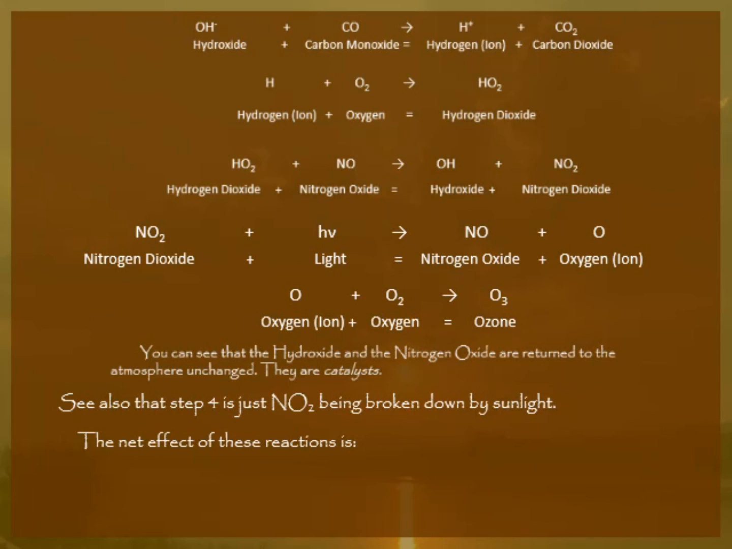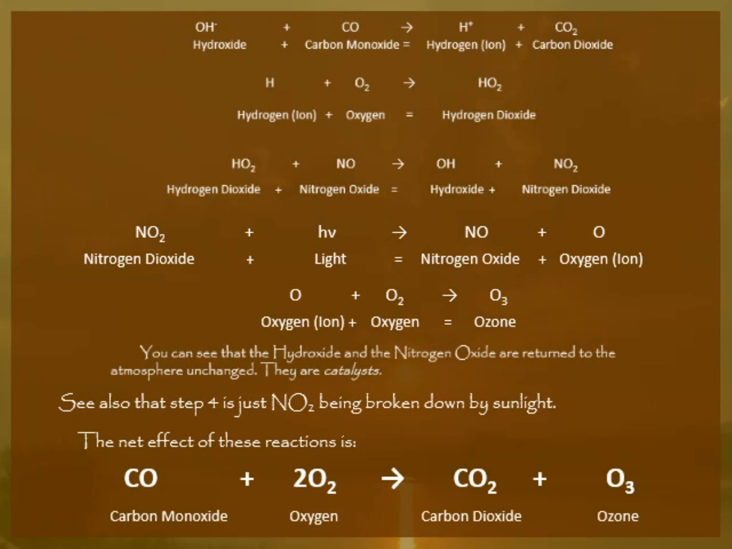So overall, the net effect of these reactions is a molecule of carbon monoxide plus 2 oxygen molecules will give you a molecule of carbon dioxide and a molecule of ozone. This is the overall balance of the reaction in the atmosphere, and as you can see, carbon monoxide is a poison, so I suppose it's good that that goes out of the atmosphere, but it takes 2 precious oxygen molecules with it. And what do we get?